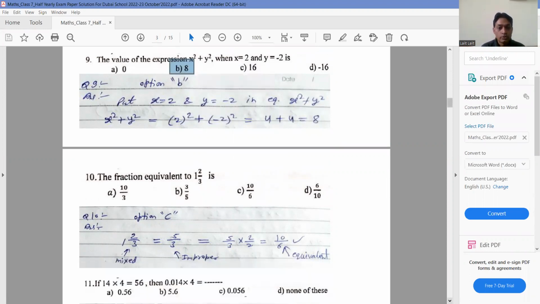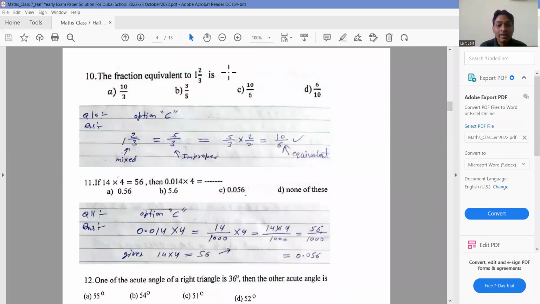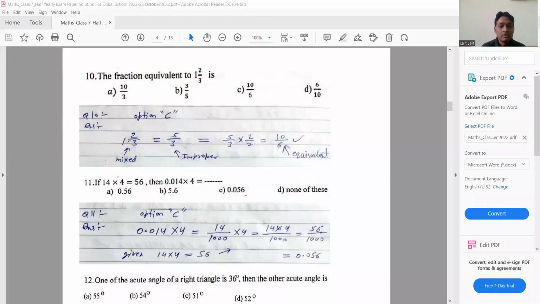Now go through question number 10. The fraction equivalent to 1 2/3. Very simple. First you convert the mixed fraction to an improper fraction. 3 ones are 3, plus 2, is 5/3, which is an improper fraction. Now you need an equivalent fraction, which means you simply need an equivalent fraction of this. If you multiply 2 in both numerator and denominator, what answer will you get? 5 2s are 10 upon 3 2s are 6. So 10 upon 6. Do we have this answer in any option? Yes, correct, option C, 10 upon 6. This is an equivalent fraction.